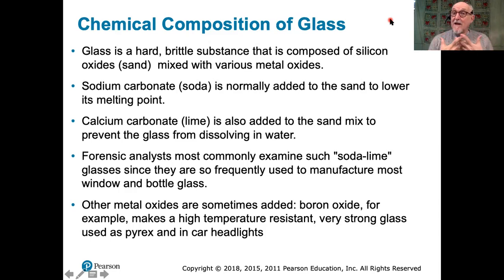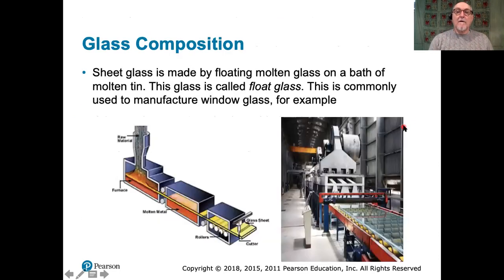Well, this gives us another way of starting to characterize glass. If we can look at what metal ions it has and in what concentration, that may also give us a way of being able to identify a particular piece of glass. So I'll just show you how glass is made. It's actually an amazing process.